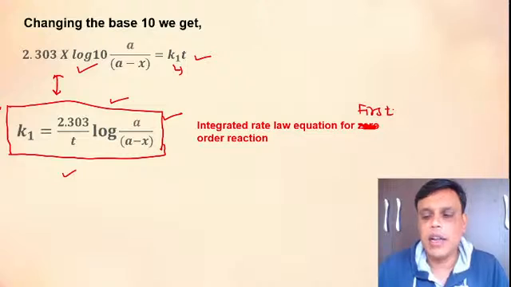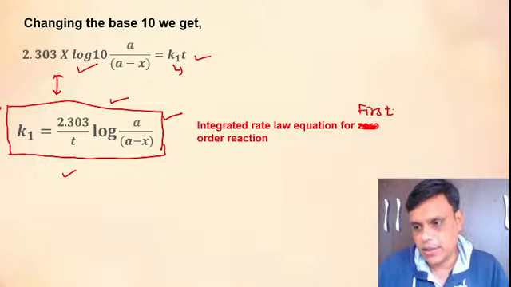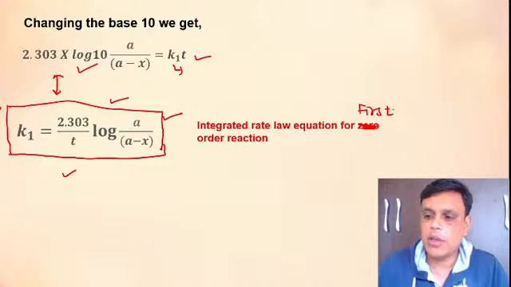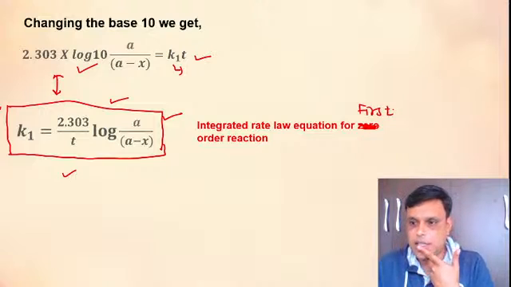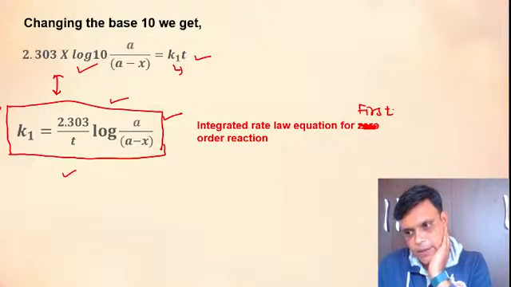The integrated rate law equation for first order reaction, that is k1 is equal to 2.303 divided by t log a by a minus x. Please remember this equation. K1 is equal to 2.303 divided by t log a by a minus x. This is your integrated rate law equation for first order reaction. Okay, have you understood this?